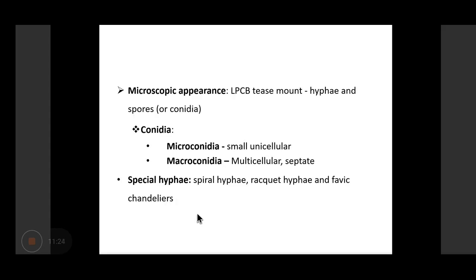Now coming to the microscopic appearance, after doing the macroscopic appearance, in order to identify it, we look for the morphology and we go for the LPCB mount.